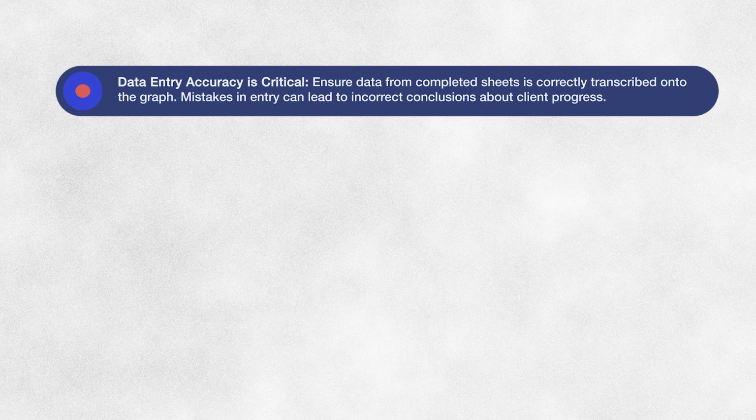Key takeaways for entering data and updating line graphs. Data entry accuracy is critical. Ensure data from completed sheets is correctly transcribed onto the graph. Mistakes in entry can lead to incorrect conclusions about client progress.